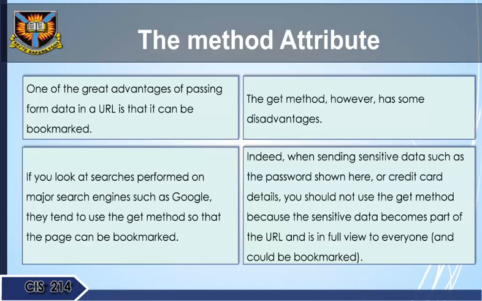The get method, however, has some disadvantages. Indeed, when sending sensitive data such as the password shown here or credit card details, you should not use the get method because the sensitive data becomes part of the URL and is in full view to everyone and could be bookmarked.